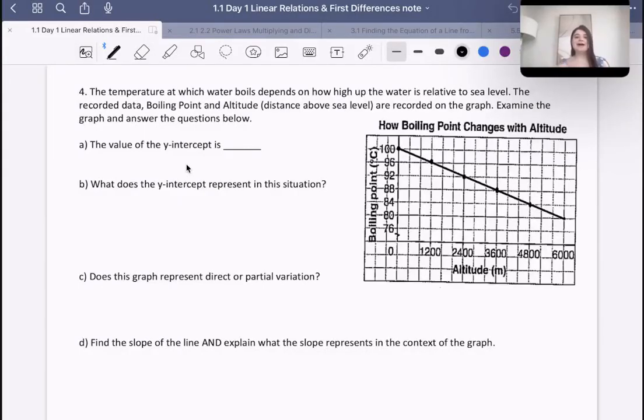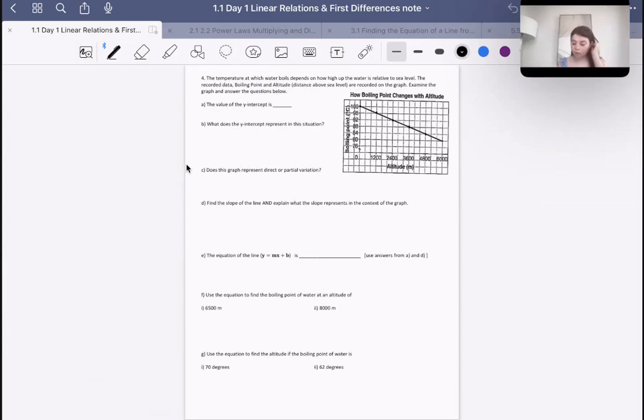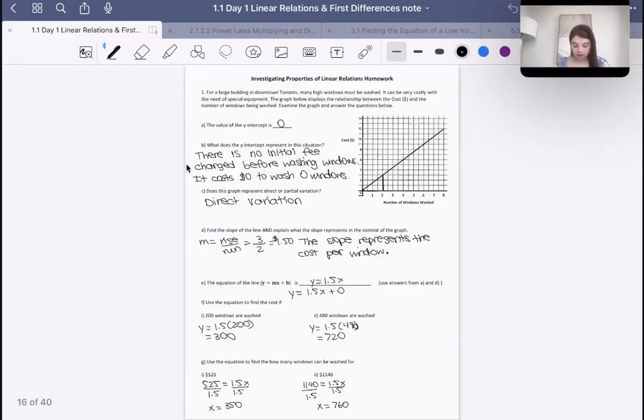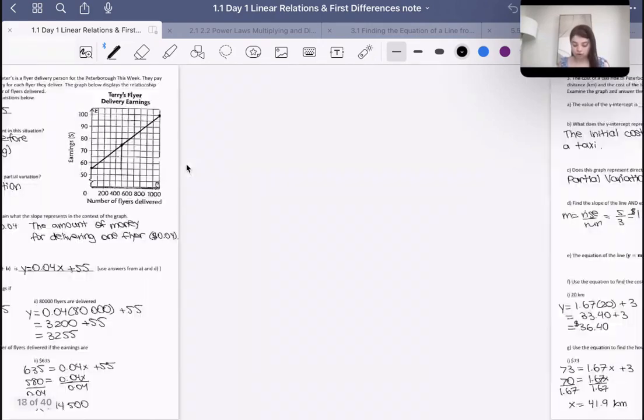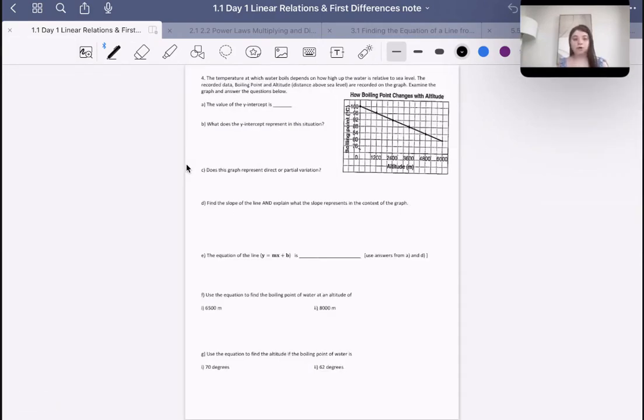Hello, everyone. Welcome back. Today I'm going to be talking about first differences and partial and direct variation, just in general, the characteristics of linear equations. Right now we're doing a homework take up for this part. Last time we went over number one, two, and three, and this time I'm going to go over, we'll see how much of it, but at least four, five, and six. I want to get some more homework take up out of the way here.